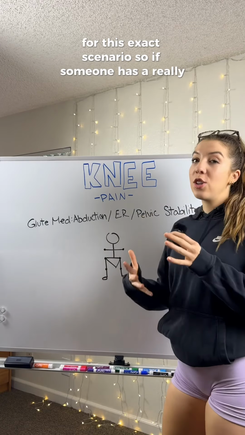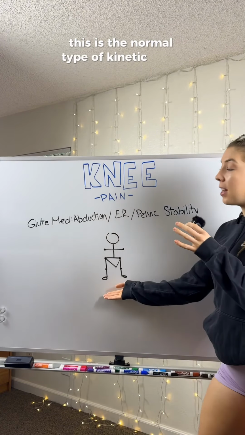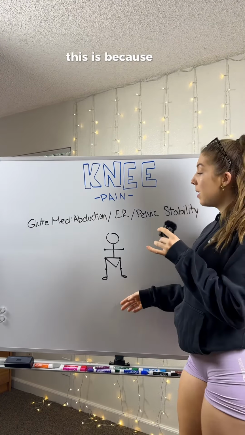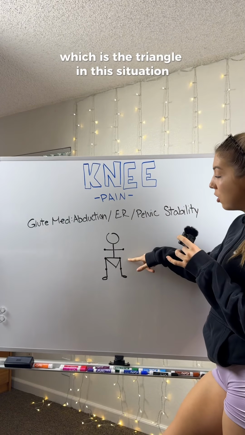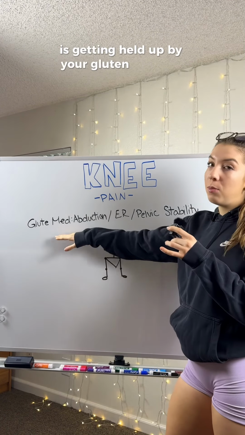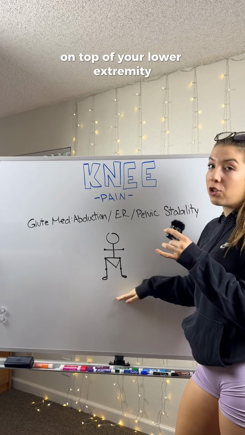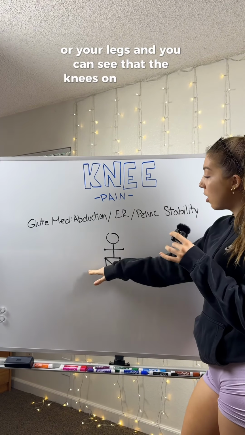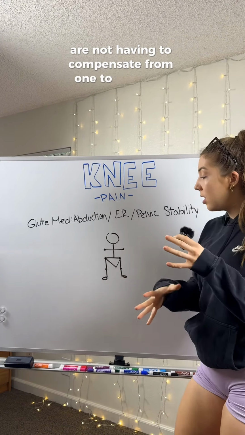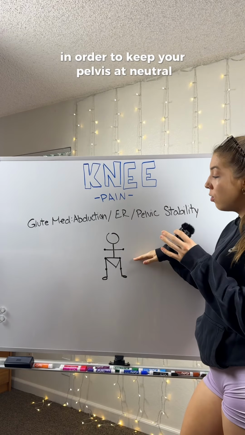So if someone has a really strong glute med, this is the normal type of kinetic body diagram that you're gonna see. This is because the pelvis, which is the triangle in this situation, is getting held up by your glute med in even alignment on top of your lower extremity, or your legs. And you can see that the knees on both sides are not having to compensate from one to the other in order to keep your pelvis at neutral and even alignment.